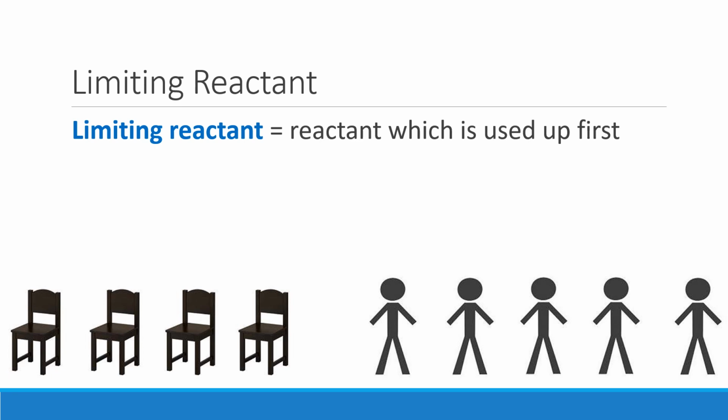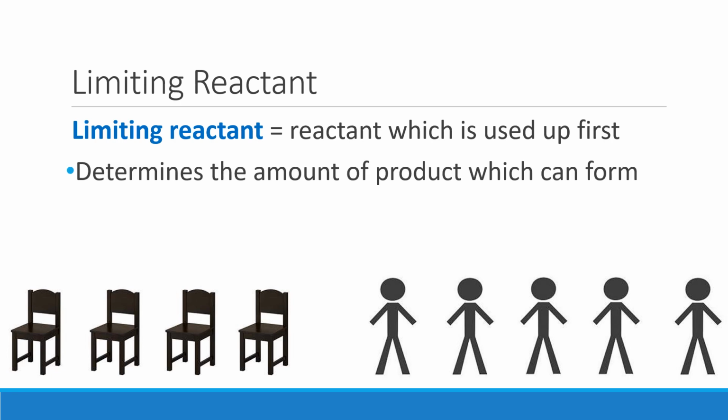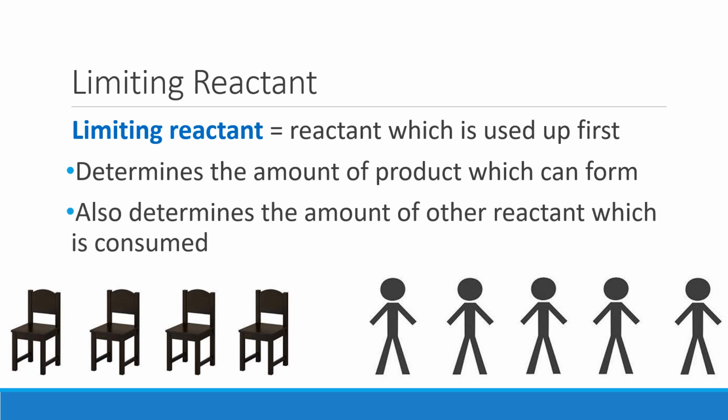So the definition of the limiting reactant is it's the reactant which is used up first. Right? It is going to determine the maximum amount of product that you can form. So in other words, whatever amount of limiting reactant you have, that's going to tell you what your theoretical yield is, using some of our older vocabulary, right? And it also determines the amount of the other reactant which is consumed. The amount of bread we needed depended on the amount of cheese we had, right? So the reactants are tied together too.